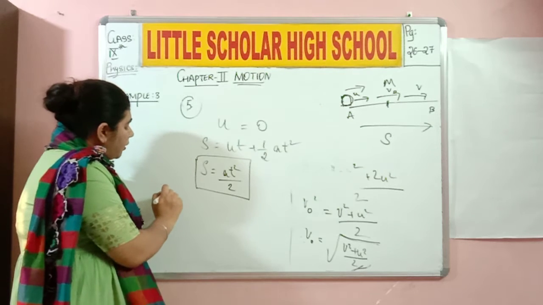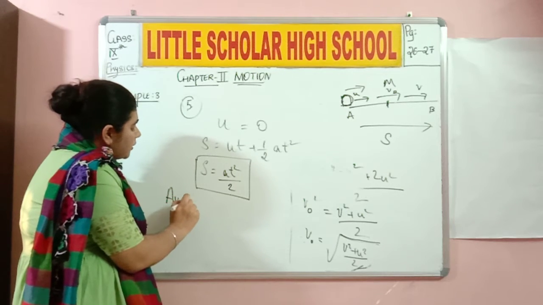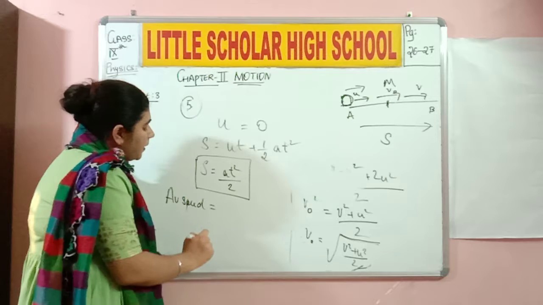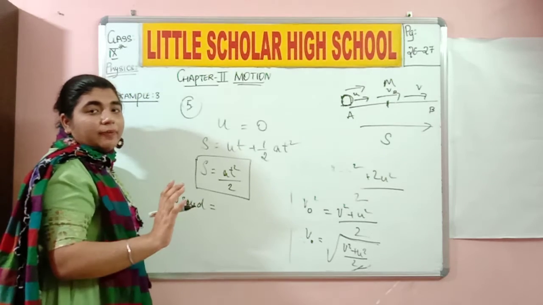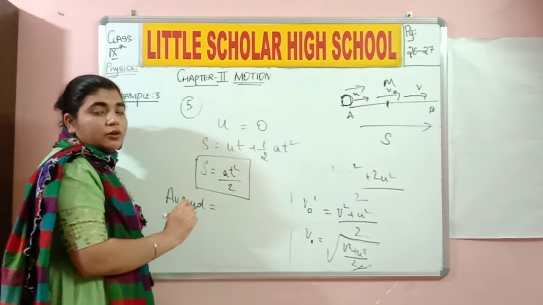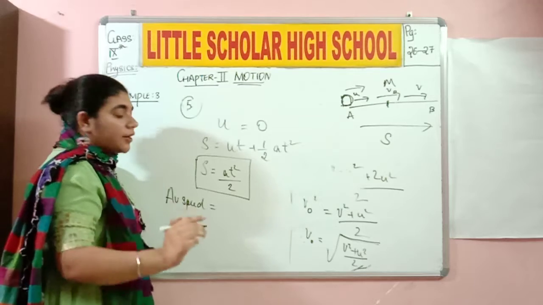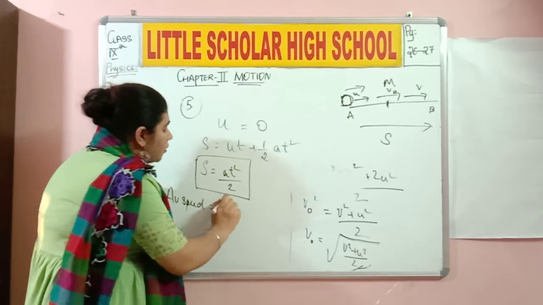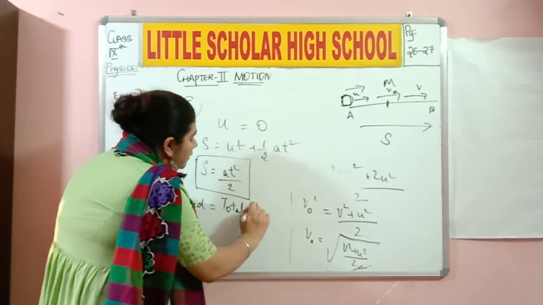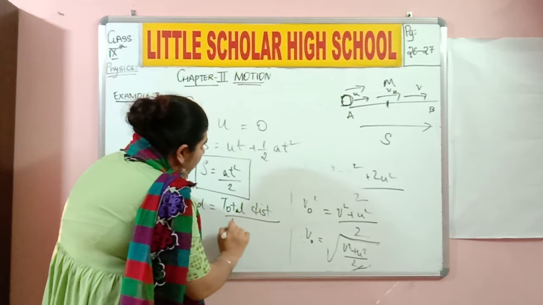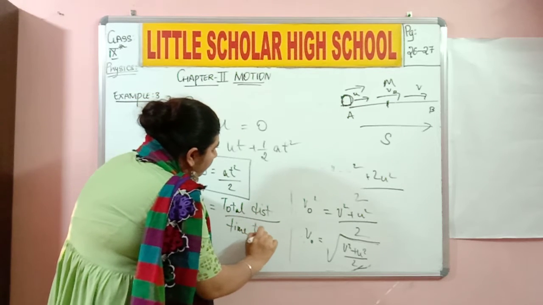Now I need to find out the average speed. Average speed is equal to distance by time. Do you know the formula? Average speed is equal to total distance by time taken.